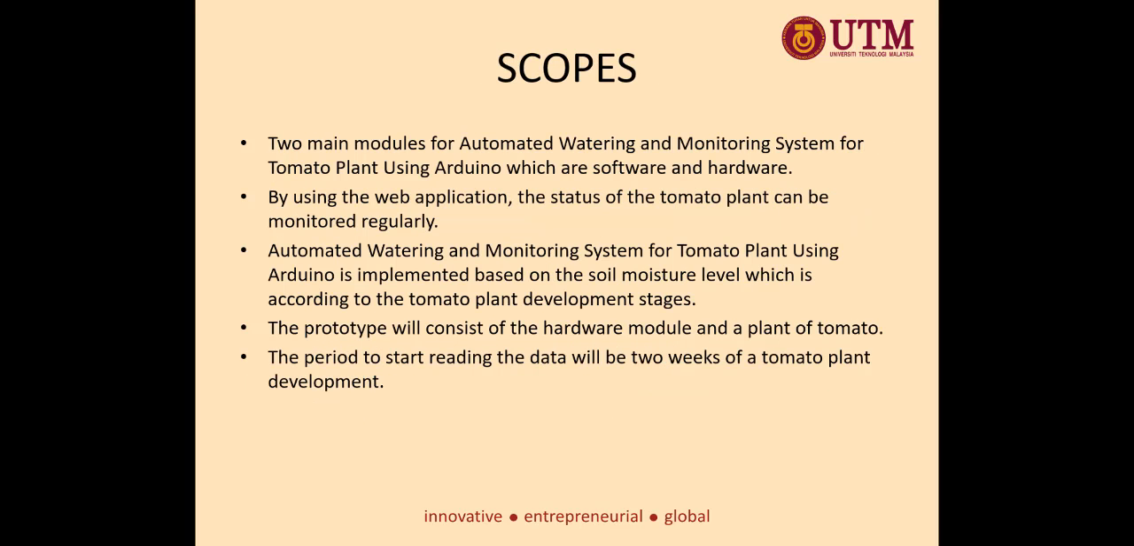Next, we will proceed to the scopes of the project. There are two main modules for the system, which are the software and the hardware modules. By using the web application, the status of the tomato plant can be monitored regularly. This project is implemented based on the soil moisture level, according to the tomato plant development stages. The prototype will consist of the hardware module and a tomato plant. And lastly, the period to start reading the data will be 2 weeks of tomato plant development.